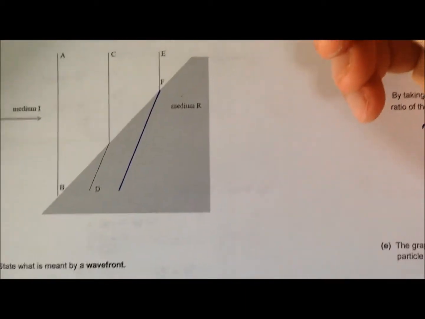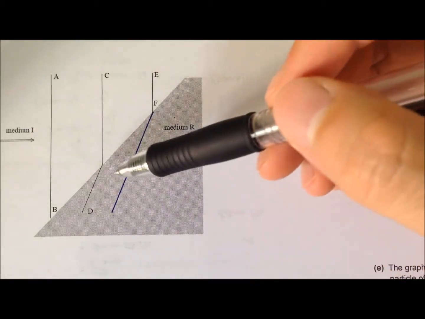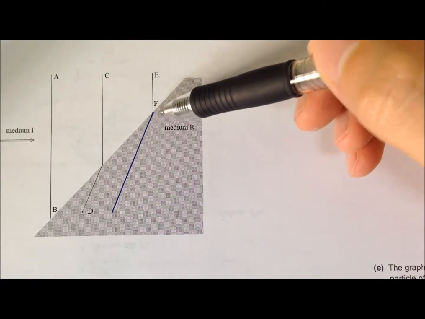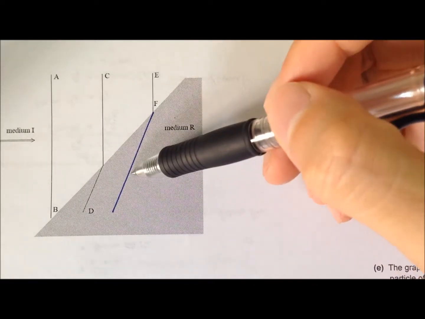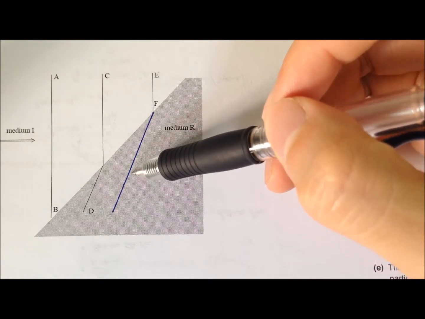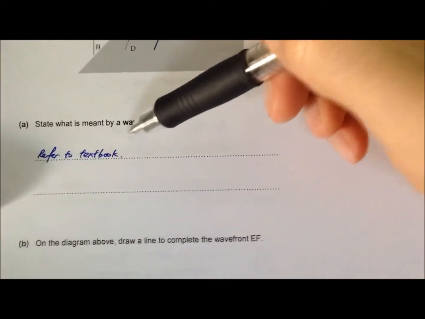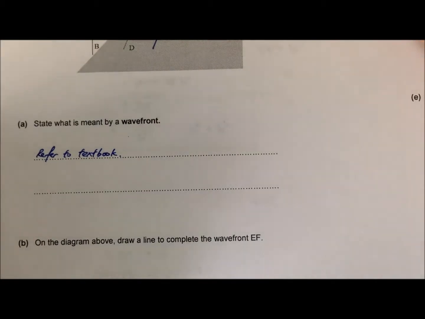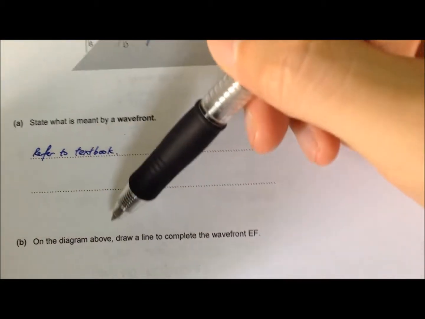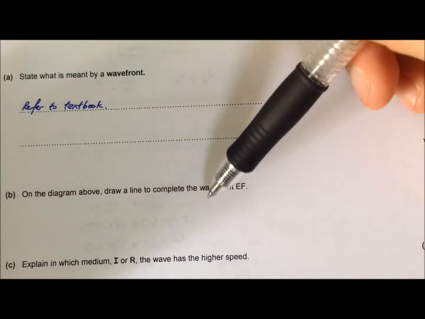Okay, question 3. Question 3 is on waves. Down here you are asked to draw the wavefront from F. So make sure that this line and this line are parallel to each other. It should be fine. Okay, define wavefront. Refer to your textbook for the definition. This is the part that I have just mentioned.